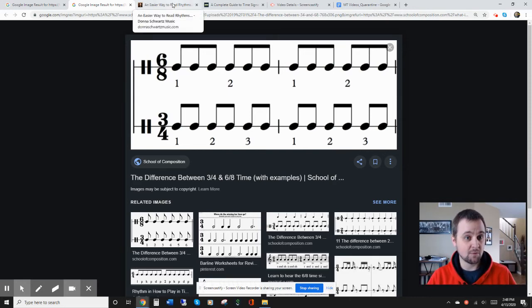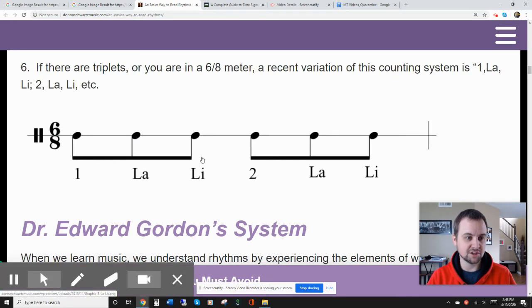So instead, and this image here is coming from DonnaSchwartzMusic.com, we're going to give the eighth notes in every measure that are not the beat, that are not the number, of course, because you have to have a number at the beginning of every beat, syllables. The first eighth note will be la, and the second eighth note of the big beat is going to be li.